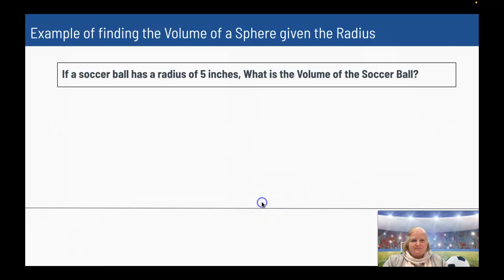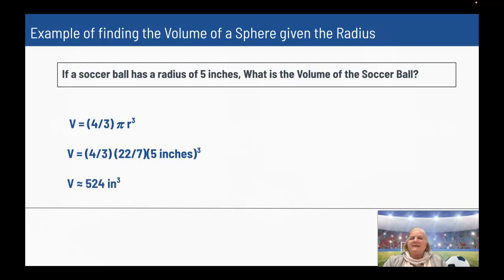If a soccer ball has a radius of 5 inches, what is the volume of the soccer ball? Well, we're going to use our volume formula, which is 4/3 pi r cubed, and we plug in what we know. We know that pi is 3.14 approximately, or 22/7, or you can just press the pi symbol on the calculator. So it's 4 divided by 3 times 22 divided by 7 times 5 inches, because that's the radius, cubed. When you plug it into a calculator, you get approximately 524 inches cubed. So that's the capacity. That's how much air, basically, is in the ball.